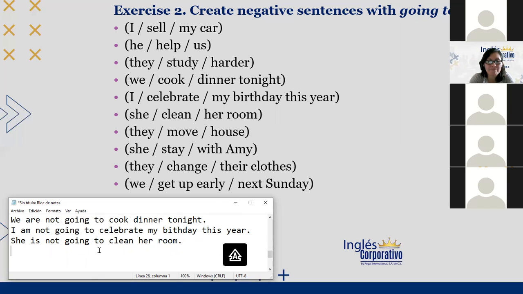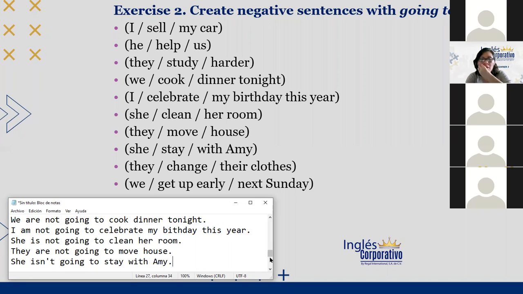Okay, they are not going to move house. Going to move. They are not going to move, right? Vamos a cambiar de canción. Okay, they are not going to move. Okay. The next one, Patricia, thank you. She isn't going to stay with Amy. She isn't going to stay with Amy, right? Very good.